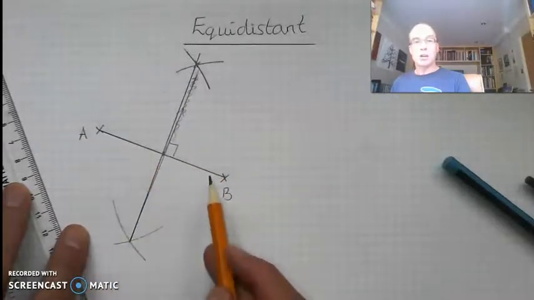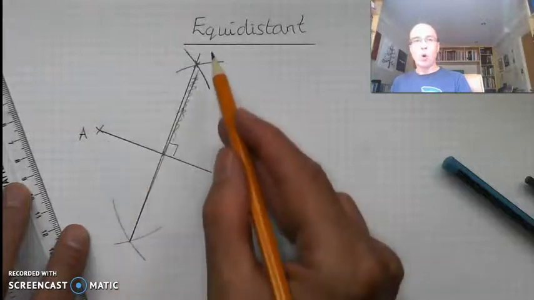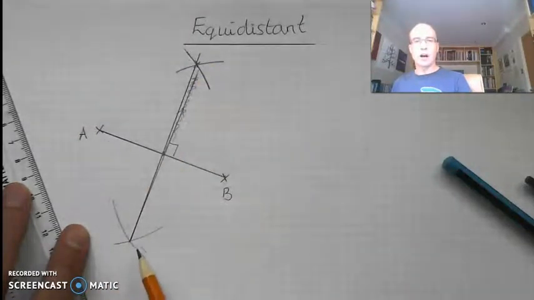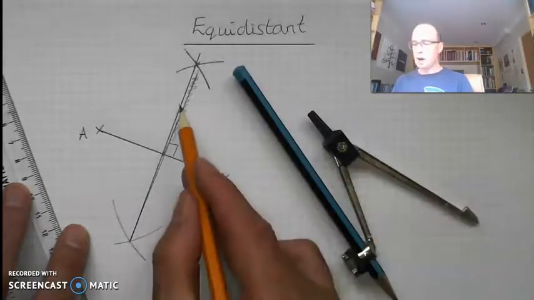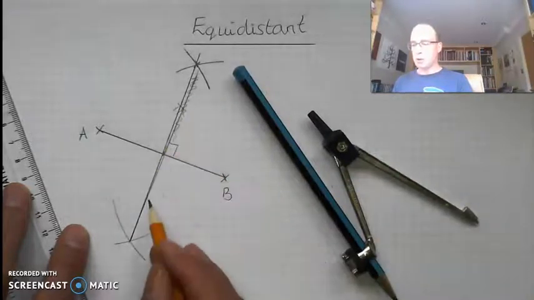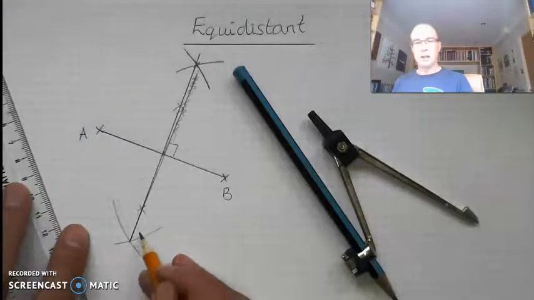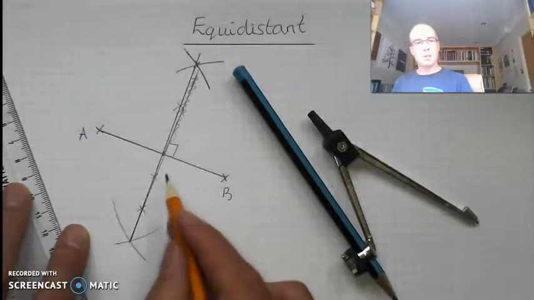I've got an accurate perpendicular bisector. All of the points along this line are going to be equidistant. If I change my compass setting away from 6, I'd get two other arcs that would cross here and here. All of these points are the same distance away.